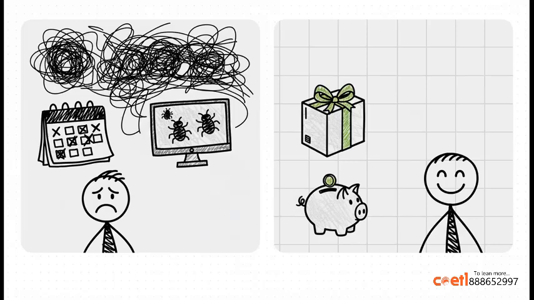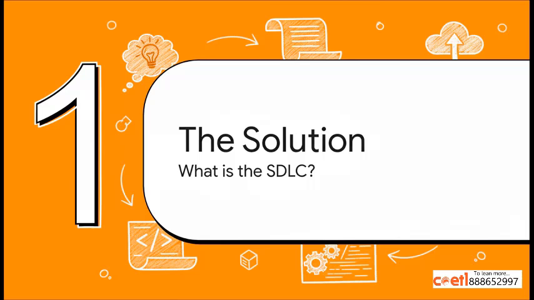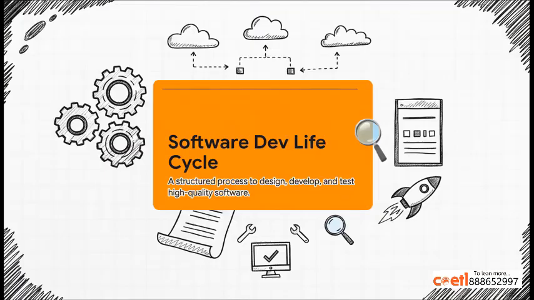But on the other side, you've got control. A quality product delivered on time with happy customers. The only difference between them is the process. So, the big question is, how do you make sure your project stays on that path to success and avoids all that chaos? Well, the answer is something called the Software Development Lifecycle, or SDLC for short.